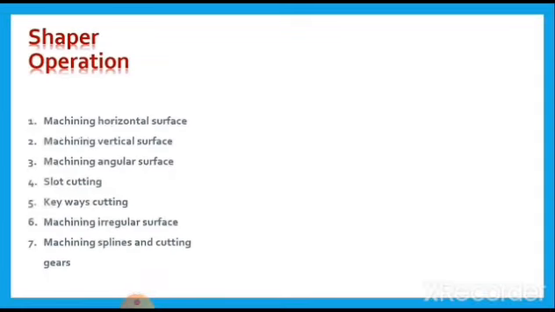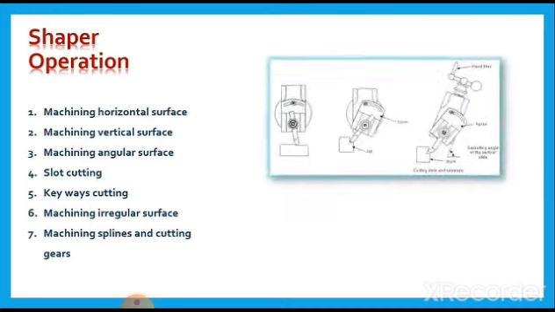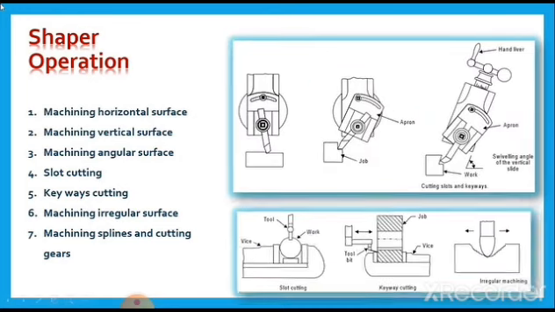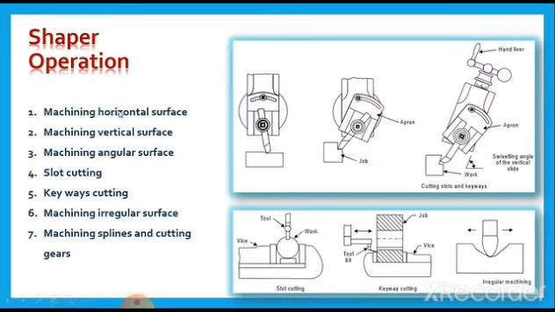So now we'll see the shaper operation. What are the operations that will take place on the shaper machine? First, machining horizontal surface. So you can say this is like a horizontal surface cutting process, and then machining vertical surface. So you can say this tool will move upward, so that vertical cutting will take place.